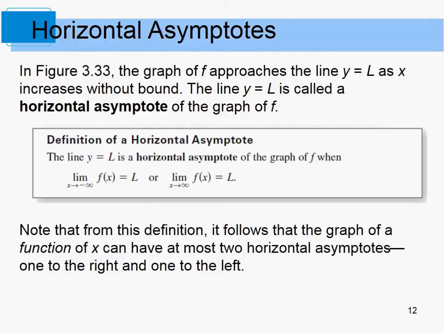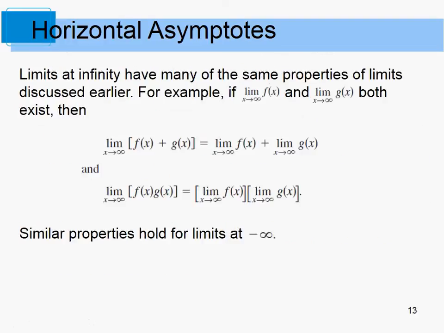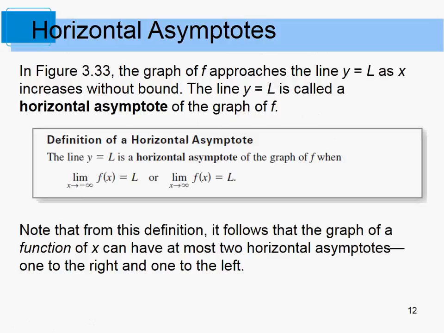That's all we're saying by this theorem or this definition. We're saying that if a limit at infinity exists, it is going to be a horizontal asymptote. Okay? Now, notice this at the bottom. Note that from this definition, it follows that the graph of a function of x can have at most 2 horizontal asymptotes. Right? I can't have more than 2, because I have to have one at positive infinity and one at negative infinity. I can't have one in the middle, because by definition, a horizontal asymptote is what's happening at infinities. Okay, so there's only at most 2. Do they have to be the same value?